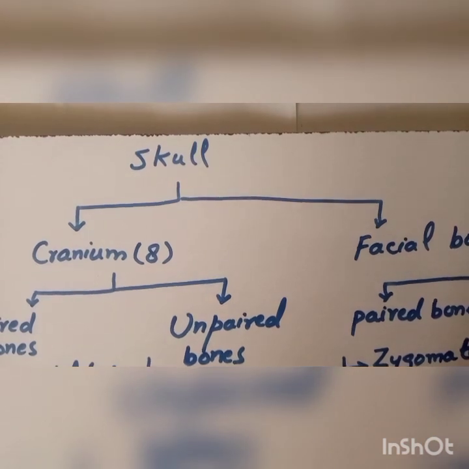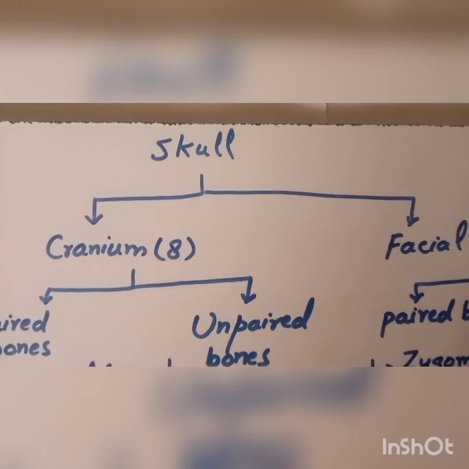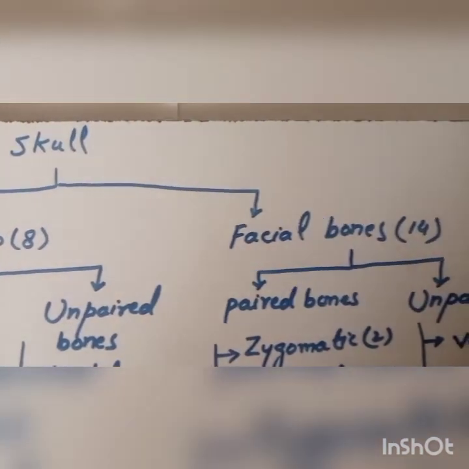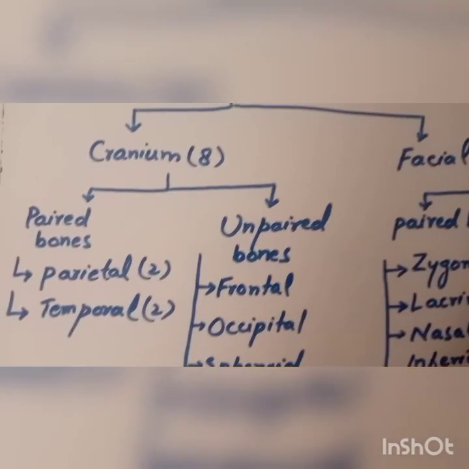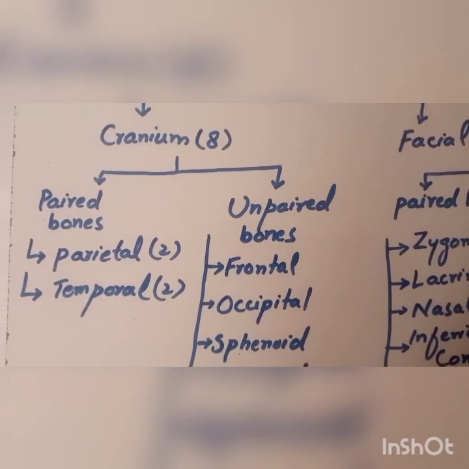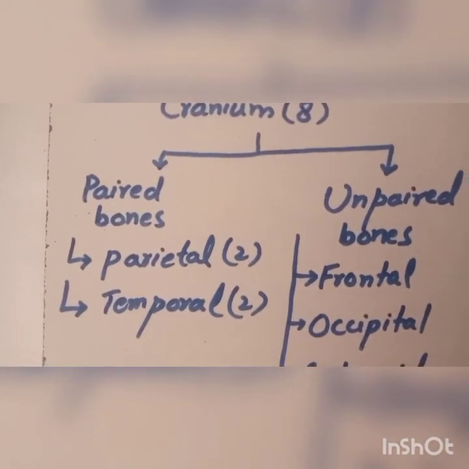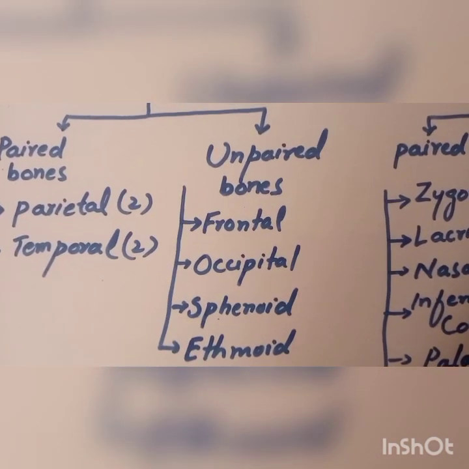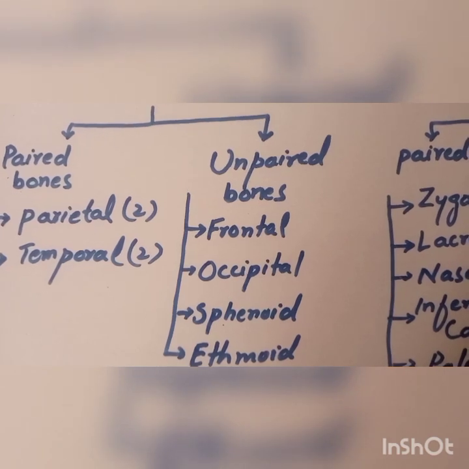Skull bones can be considered as two groups: the cranium, in which 8 bones are present, and the facial bones, which are 14 in number. The cranium consists of paired and unpaired bones. Paired bones are parietal and temporal, while the unpaired bones are frontal, occipital, sphenoid, and ethmoid bones.